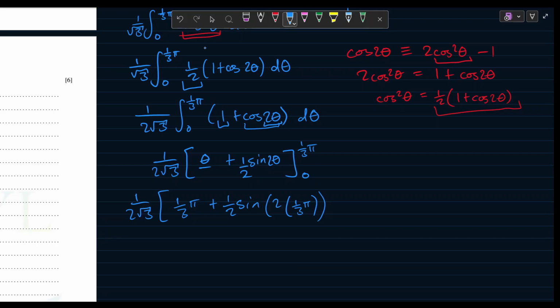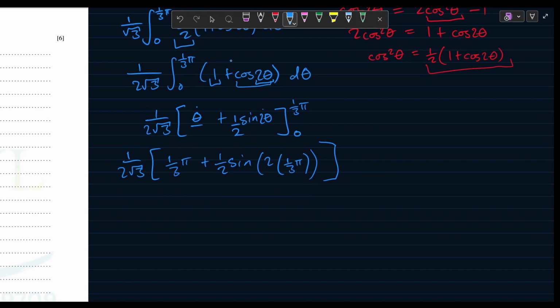And for the lower limit, if we substitute 0 here, it will just be 0, and then sine 0 is 0. So we can ignore the lower limit in this case. All right, so we've got 1 over 2 root 3 times 1 over 3 pi, and then that's half sine of 2/3 pi.